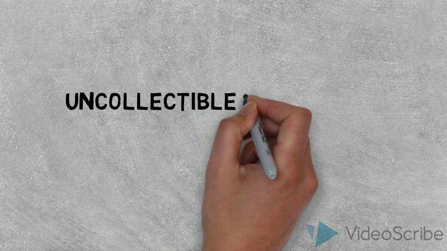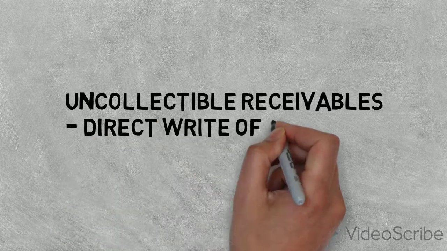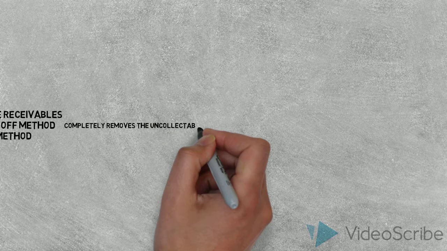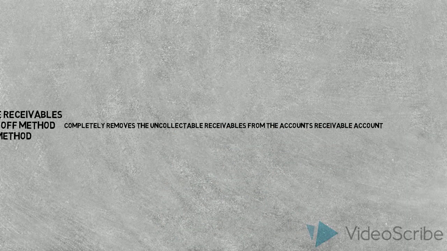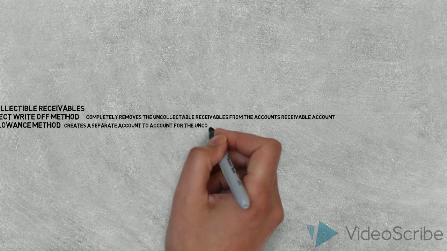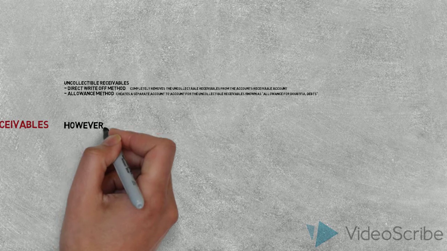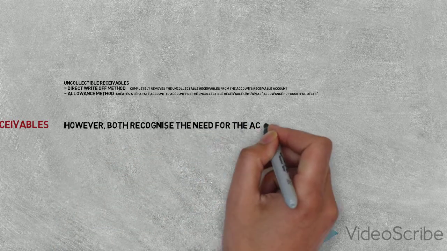Uncollectible receivables include the direct write-off method and the allowance method. The direct write-off method completely removes the uncollectible receivable from the accounts receivable account, while the allowance method creates a separate account to account for the uncollectible receivables, known as allowance for doubtful debts. However, both recognize the need for the account of bad debt expense.